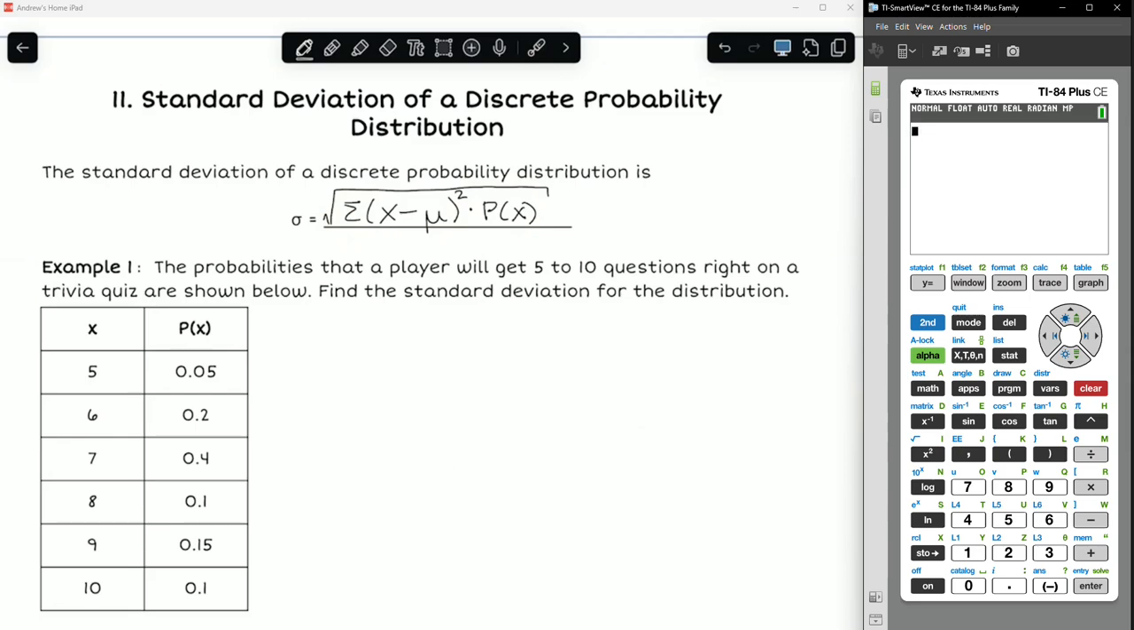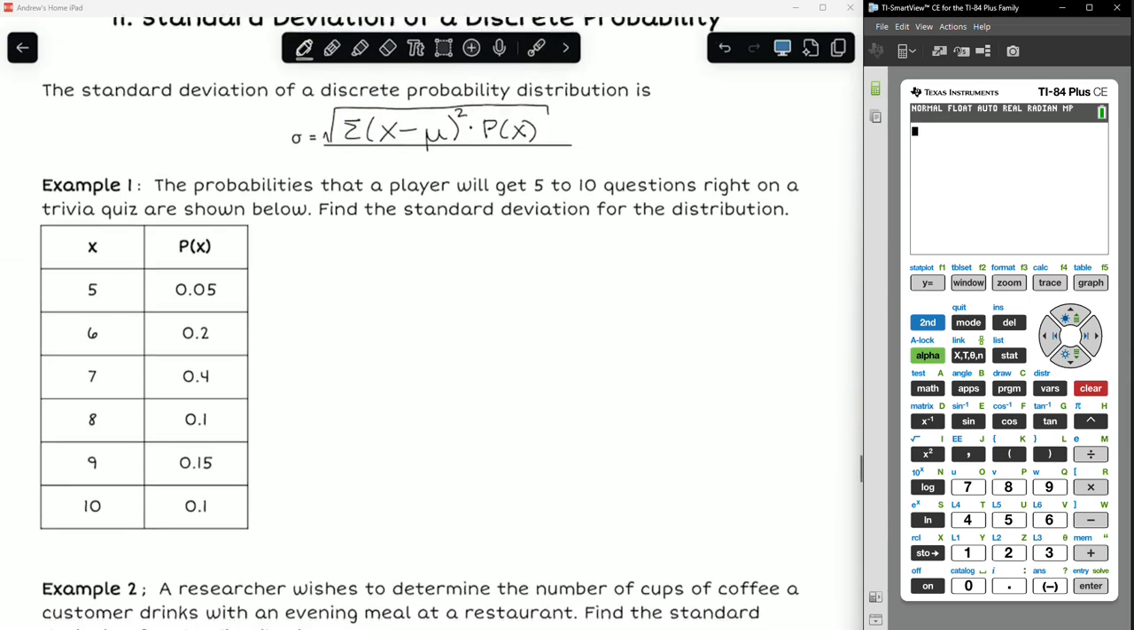So for this first example, the probabilities that a player will get 5 to 10 questions right on a trivia quiz are shown below. Find the standard deviation for the distribution. So the very first thing is that I need to know what my expected value is, because I know that my very first column, when I start adding onto this table for my standard deviation, is going to be x minus the mean, or the expected value.